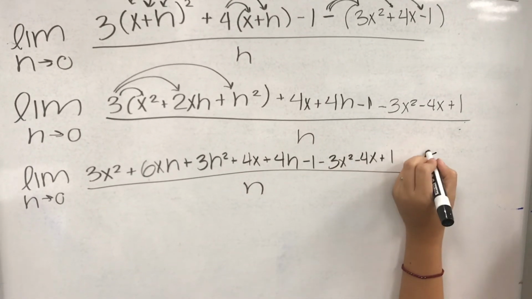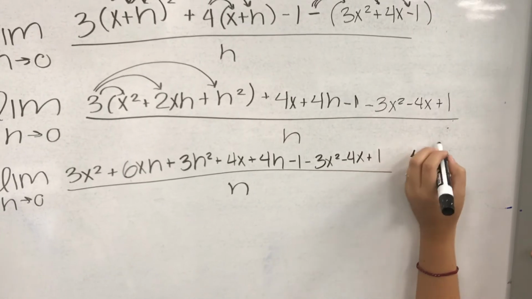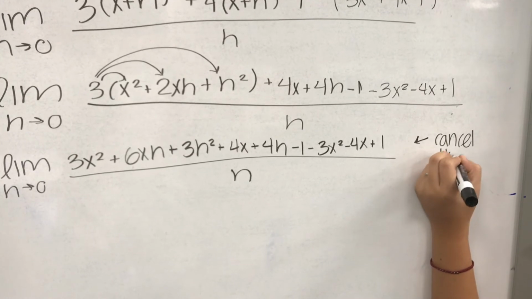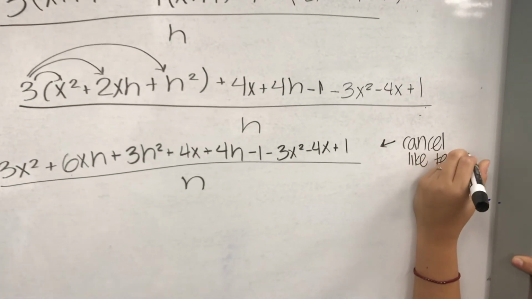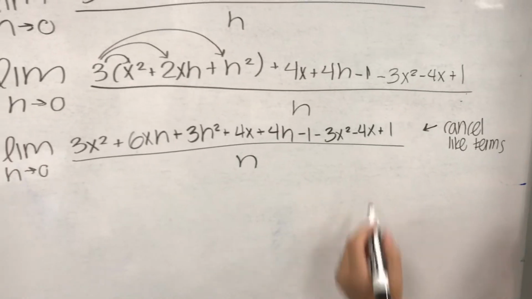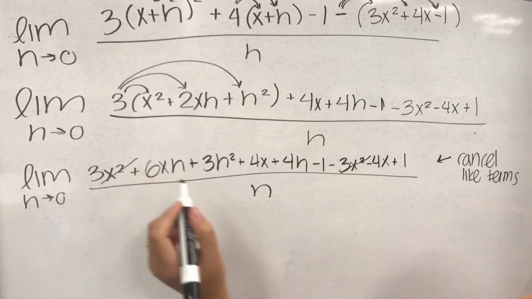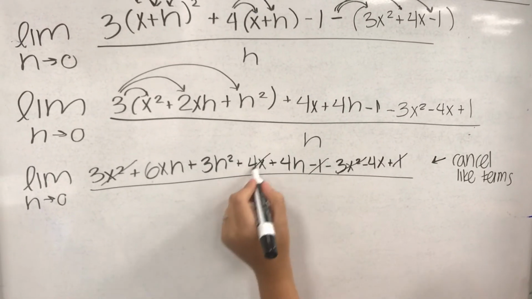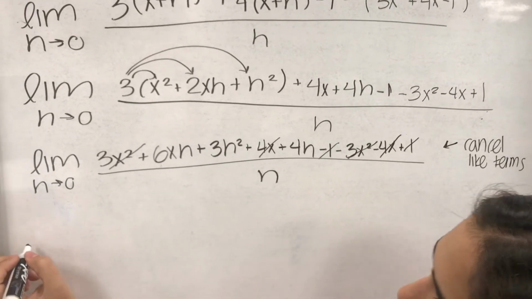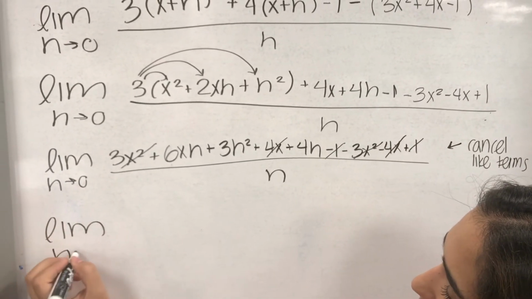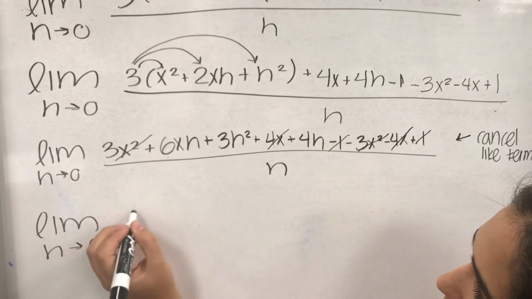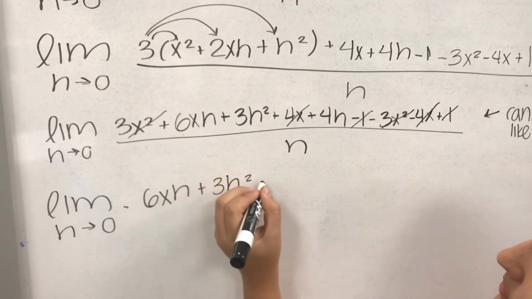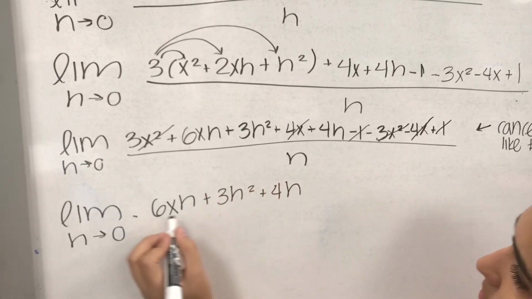So for this next step, you have to find the like terms which have different signs so we can cancel them, and eventually this equation will become a simplified version of it. So in this example, as you can see, we can cancel the negative 3x squared and the 3x squared. We can also cancel the 1 and negative 1, and finally the 4x and the negative 4x. Now we have to rewrite all these terms simplified, which will come out 6xh plus 3h squared plus 4h, all over h.